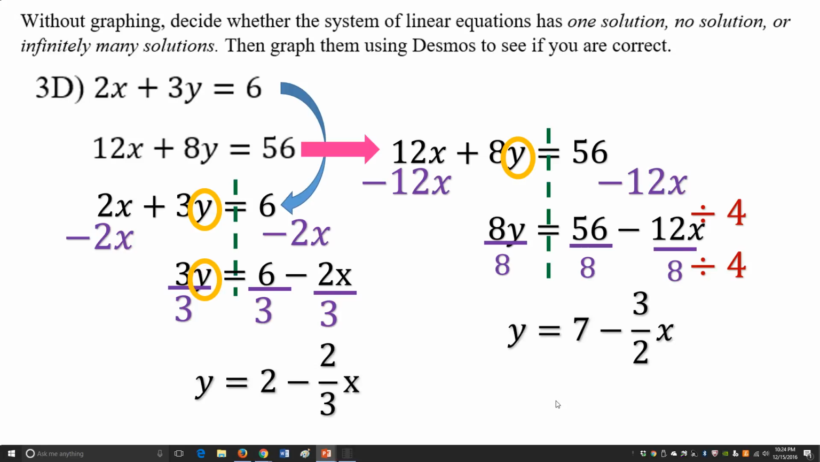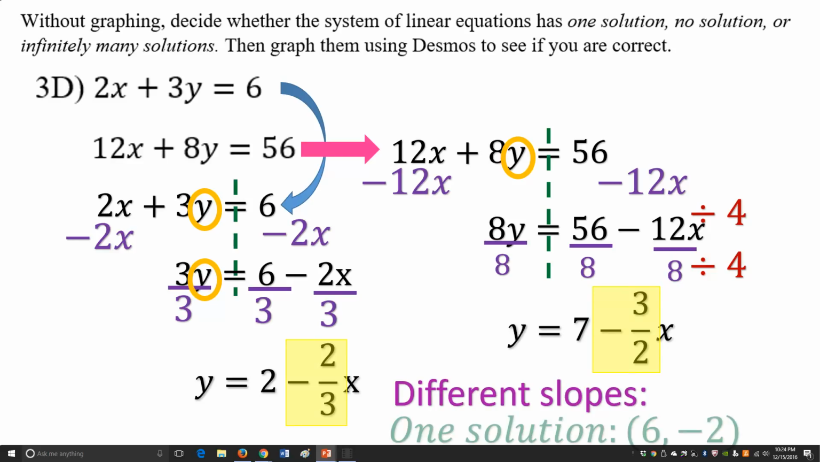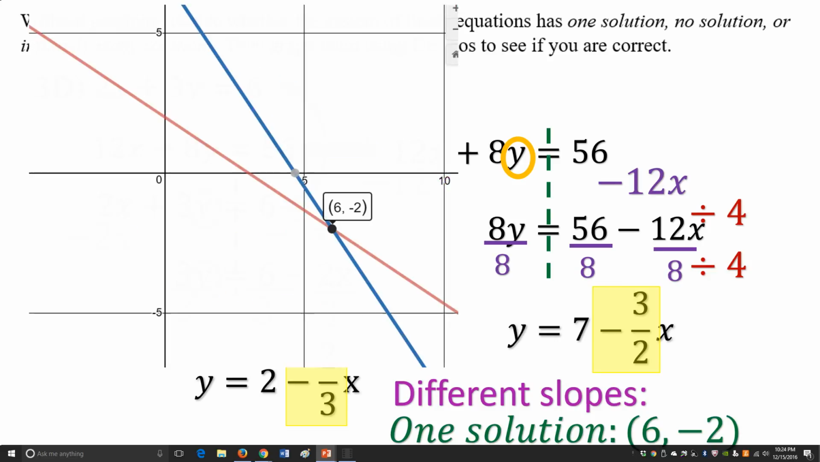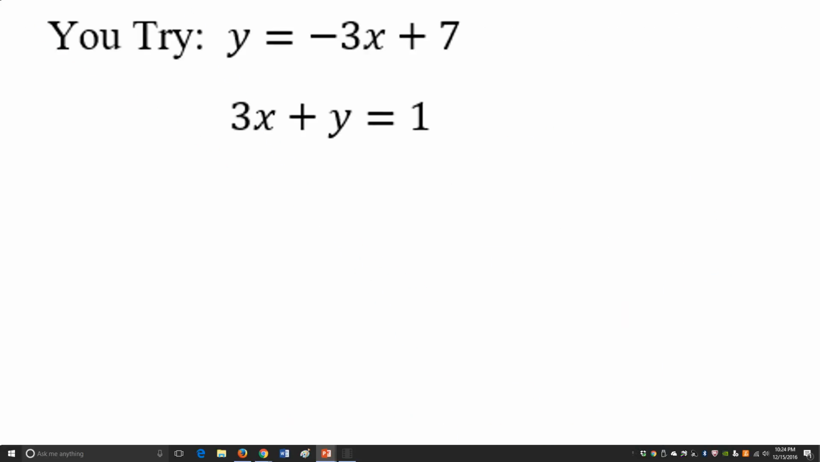You could switch these two terms and these two terms, but you don't have to. We just have to look at the slopes. So we have negative 2/3 and negative 3/2. These are not the same slope, even though they look similar, but they're not identical. Therefore, different slopes means there will be a solution. (6, -2) is the solution if you graph both of these in Desmos. And later on, you're going to learn how to find the solution (6, -2) without using Desmos.